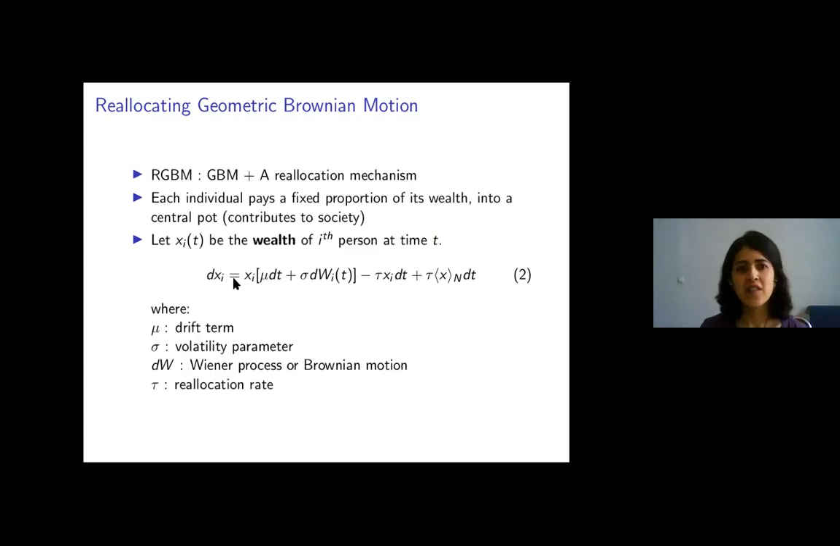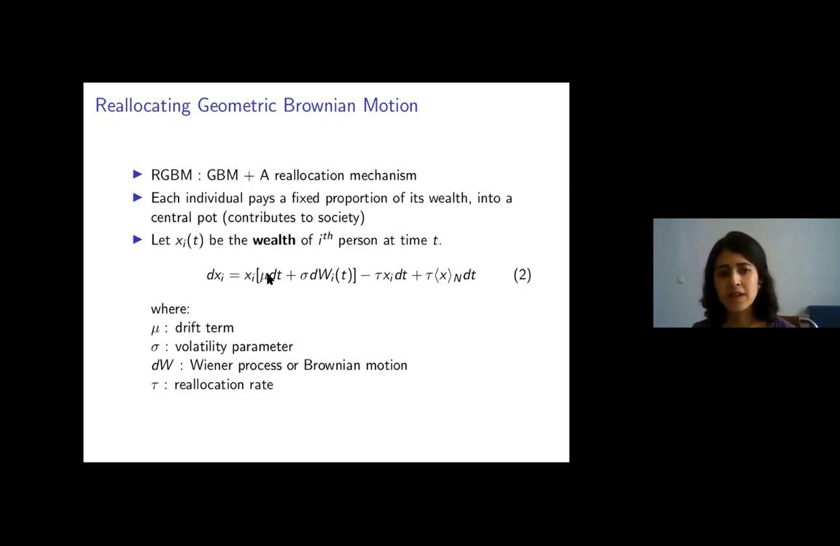Okay, now that we have a good understanding of the geometric Brownian motion, maybe we can make some modification to this model to make it more realistic. This can be done, for example, by adding some kind of interaction between the individuals in our population, and this can be done with the reallocation mechanism. Based on the reallocation mechanism, each individual pays a fixed proportion of its wealth into a central pot. Basically, they contribute to society. Then each individual gets an equal amount of that central pot, which is added to their wealth.